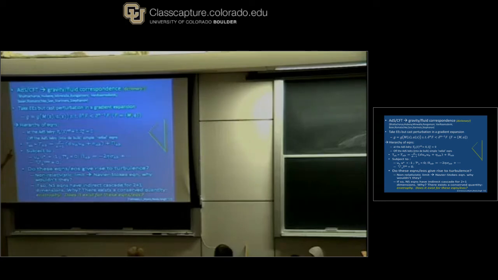Imagine that your metric is given by your background metric, except that now you promote every single constant that you had there to a function. And your perturbative scheme is going to impose that gradients are subleading. So a derivative of order n is smaller than a derivative of order n minus 1. And then you're going to put that into Einstein's equations and see what you get.